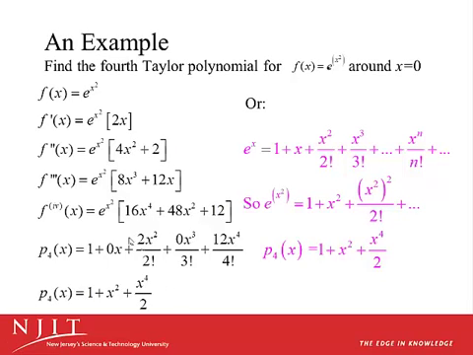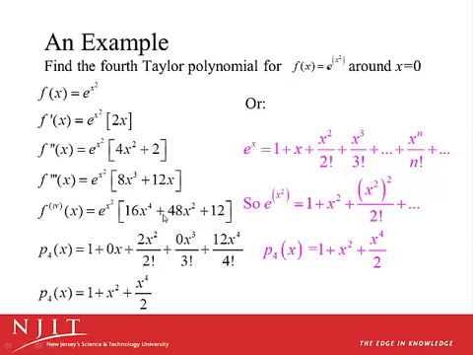Let's consider an example. Suppose we want to find the fourth Taylor polynomial, p sub 4 of x, for the function f of x equals e to the x squared, and we're going to find that Taylor polynomial around x equals 0. Well, what we could do is use the definition of the Taylor polynomial: consider the function value, f of x is e to the x squared, then the first derivative, the second derivative, the third derivative, and the fourth derivative. And as we can see, that gets messier and messier as we move along.